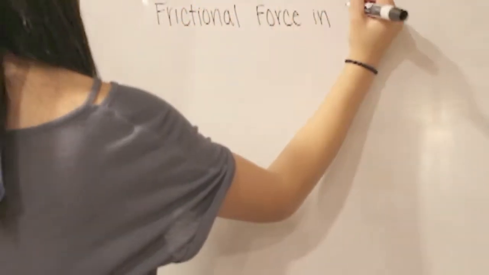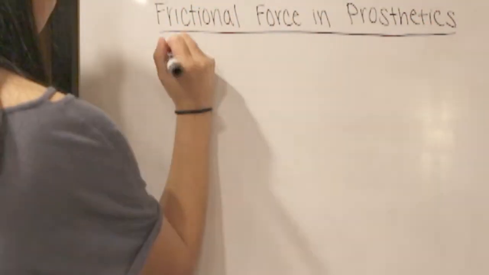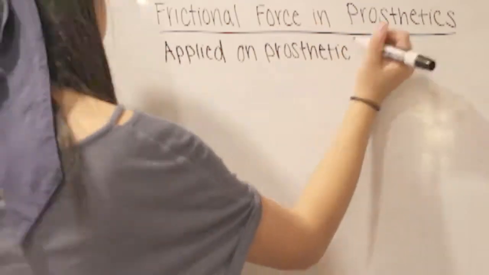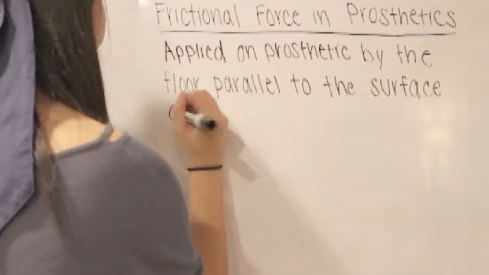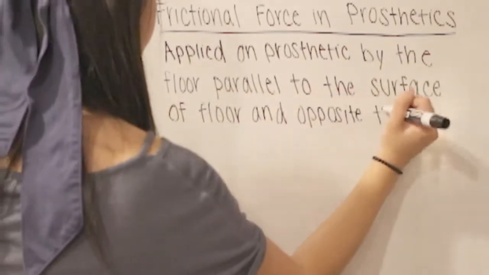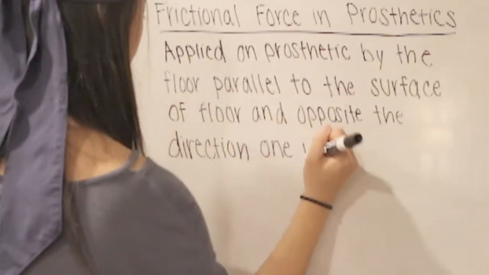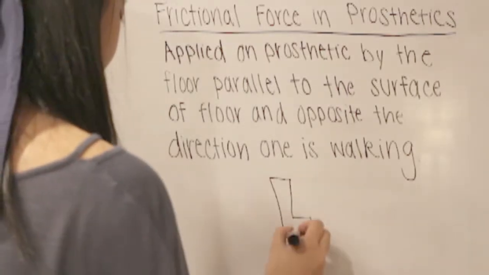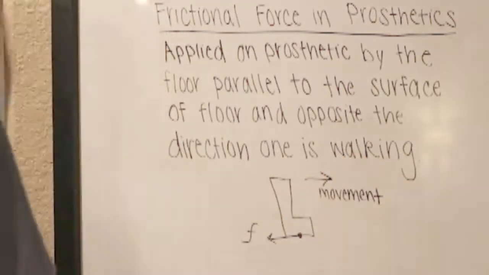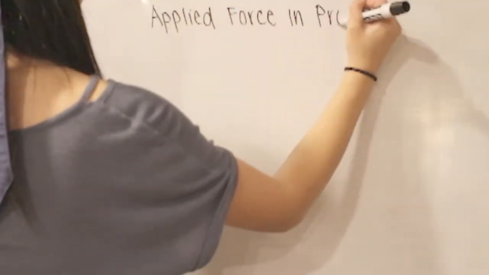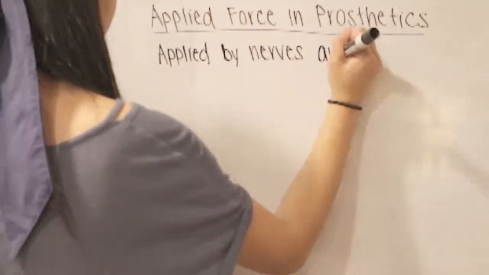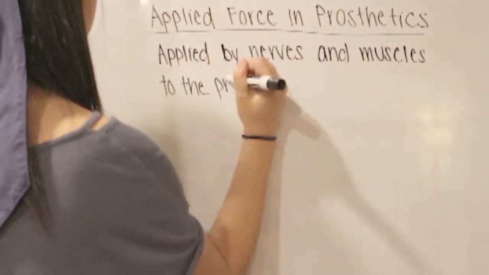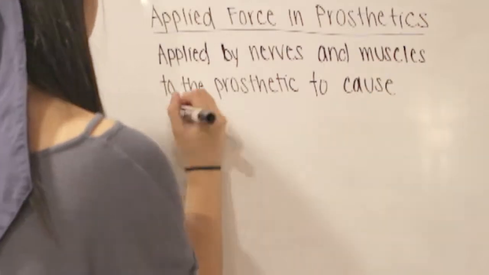Next is the frictional force in prosthetics. This force is applied on the prosthetic by the floor and prevents the prosthetic from slipping. It is parallel to the surface of the floor and opposite the direction that the person is moving in. The final force is the applied force on prosthetics. This force is applied by nerves and muscles on a prosthetic in order to allow for movement to occur.